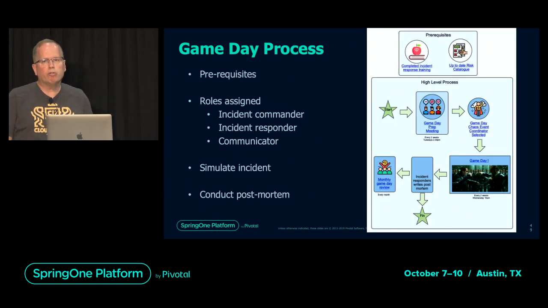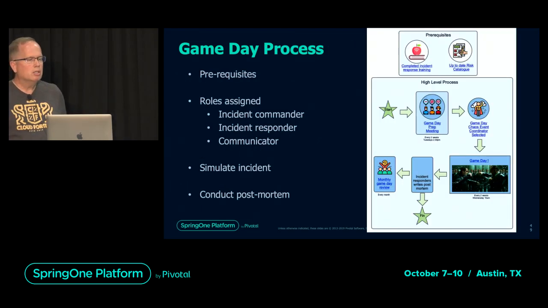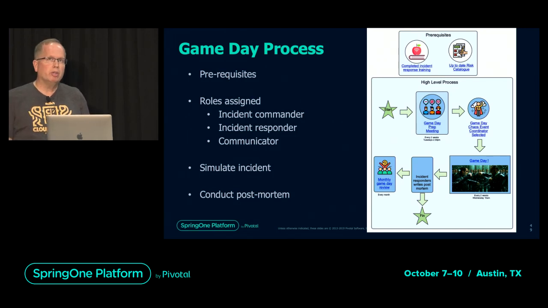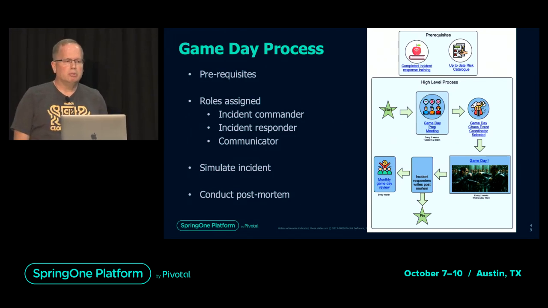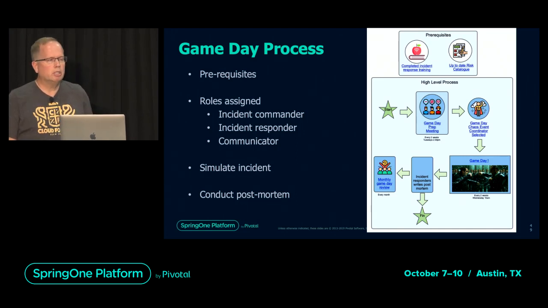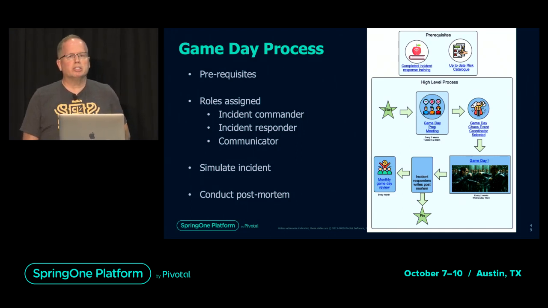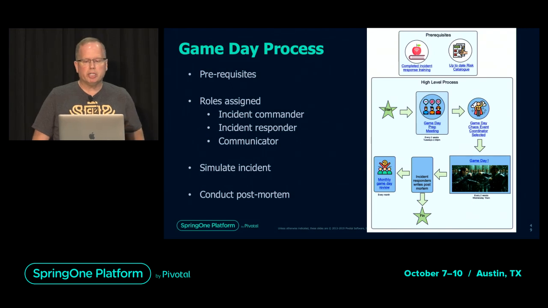So here's a quick overview of our game day process. Basically, the day before game day, we'll have a meeting and discuss what kind of scenario we want to simulate. That may be based on things that we've seen in the past or potential scenarios we've heard about. Then on game day, the incident commander gets assigned and gets the chaos event simulation triggered.